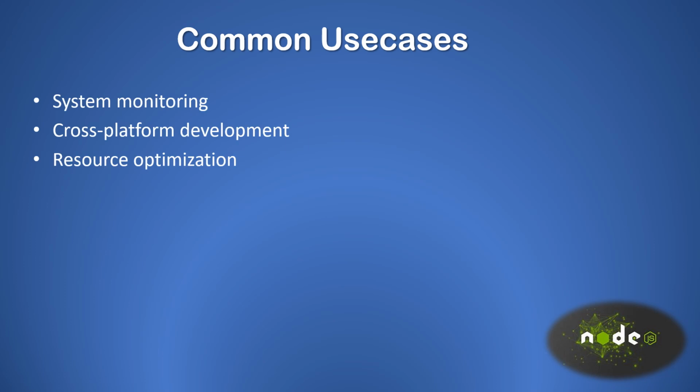So common use cases for the OS module: the first one is system monitoring, to gather real-time statistics about the whole system. The second one is cross-platform development, basically adapting the code based on the platform and the architecture. This is very useful. Then we can use it for resource optimization, so using system data, we can optimize the application performance.